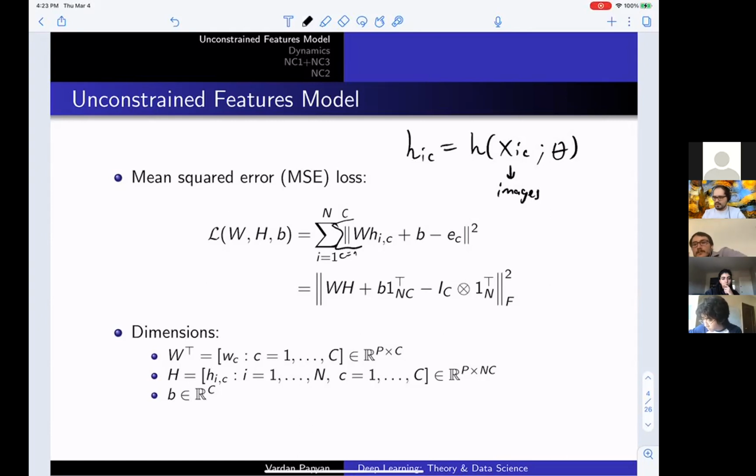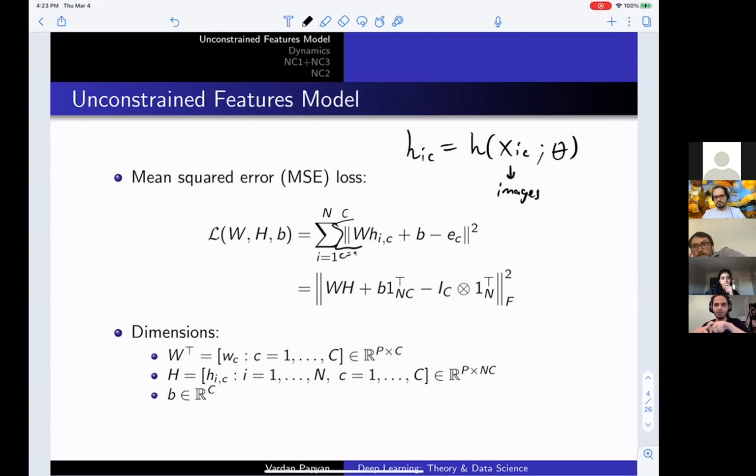Does this distinction or this difference, does it make sense? So you're assuming that the features are just free to roam high dimensional space as they please, and they're not constrained to be the output of a network.